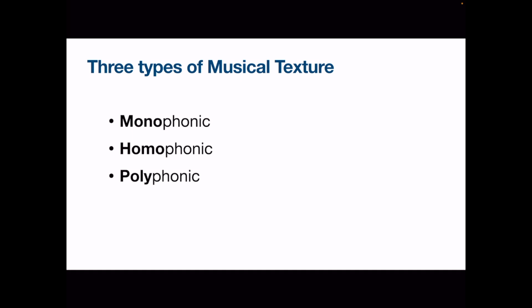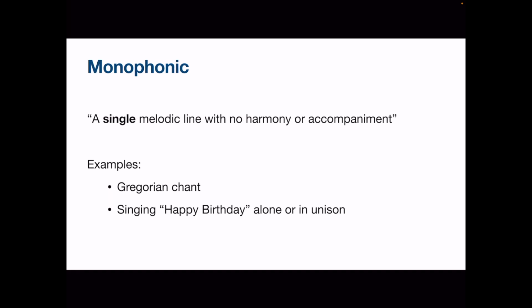There's monophonic, there's homophonic, and polyphonic. So monophonic means, mono means one, homo means same, and poly means many. I think most of you would be familiar with these terms, and let's see how they work in a musical context. So first is monophonic.